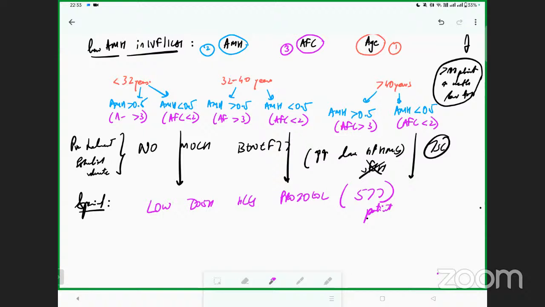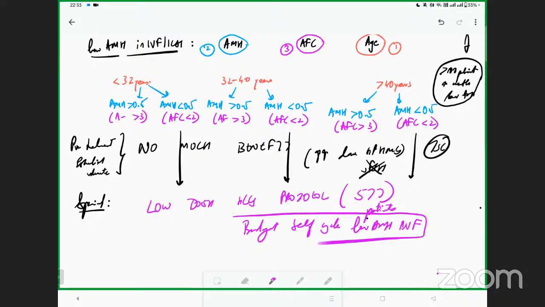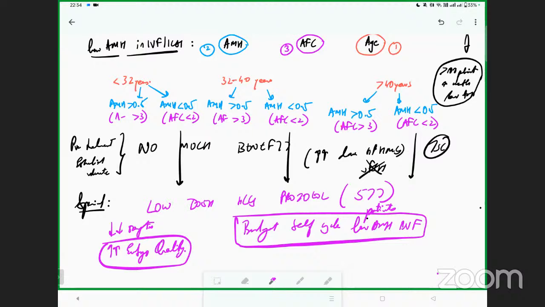So far, I think it is very good for this category of patients where you want to do budget self-cycle cases, for low AMH patients in IVF. It will really cut down the cost of your stimulation, and the outcomes are good. One thing I can tell you, you will get fewer oocytes with the low dose HCG protocol, but you will get excellent embryo quality. We have discussed the mechanism of action in our first masterclass itself, so you can go through that. All right, so that is something you can probably try.